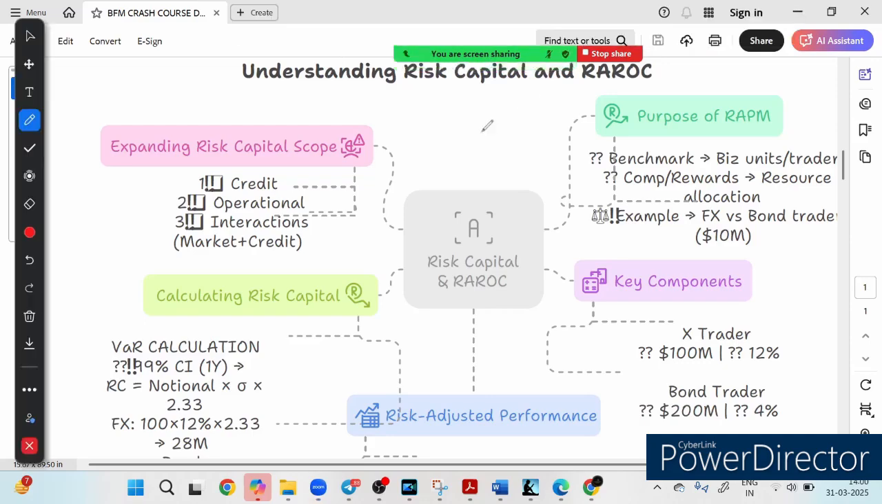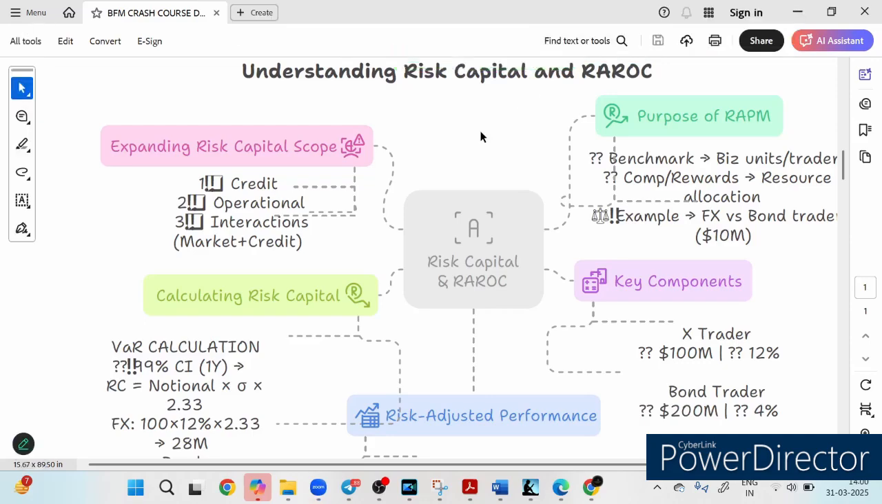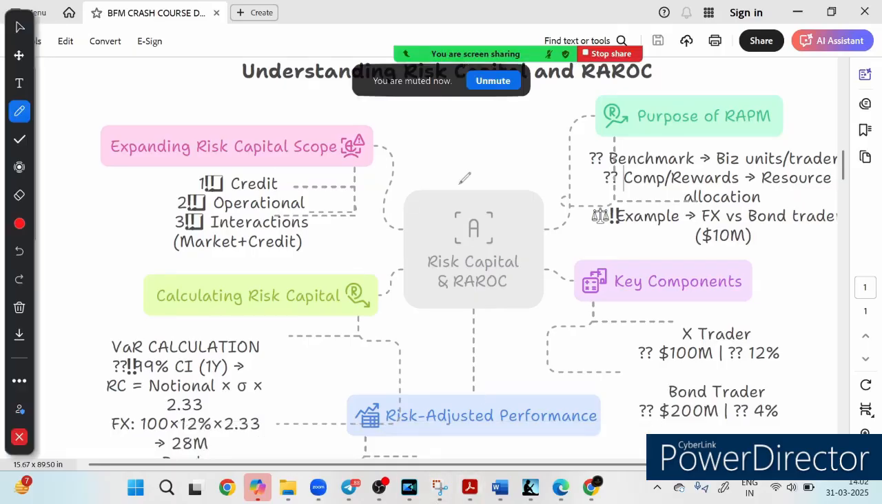What is the question? The question is, how do banks measure risk and ensure that every investment brings the best possible result. The answer lies in risk capital and RAROC. What is RAROC? RAROC means risk adjusted return on capital. So let's simplify this powerful concept. First of all, expanding the scope of risk capital.